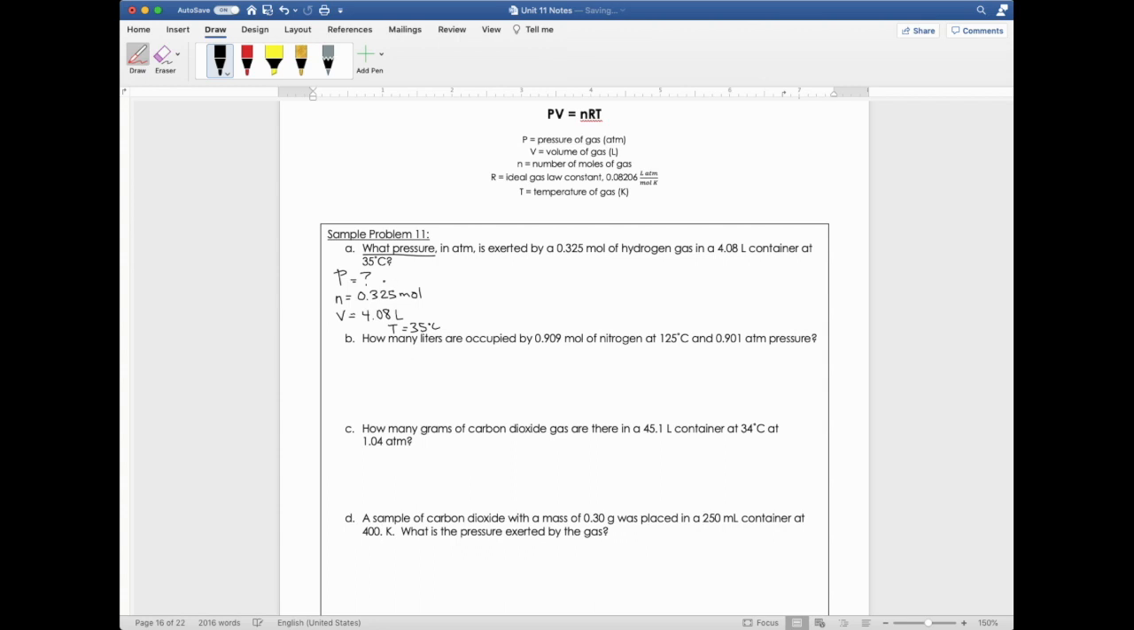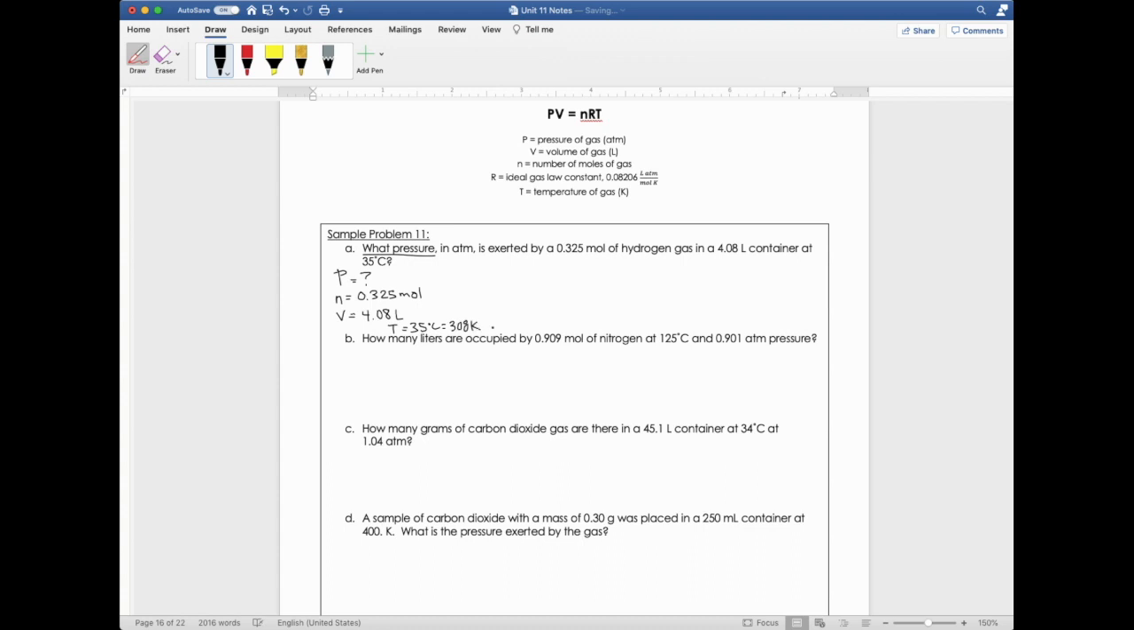And when you're using the ideal gas law, always double check to make sure your units are correct. So P is what I'm solving for, so I don't have to worry about that. I am given the number of moles, so this is good. Volume is in liters, so that works. Temperature does have to be in Kelvin, so let's just add 273 to this 35, and we get 308 Kelvin.